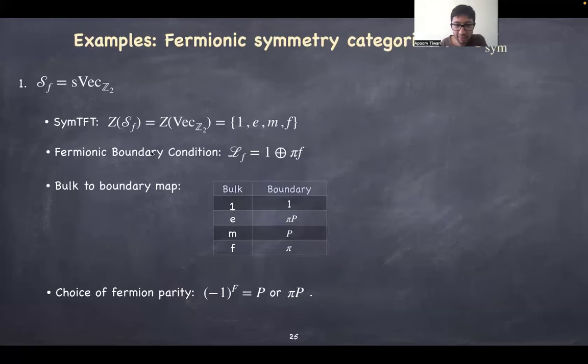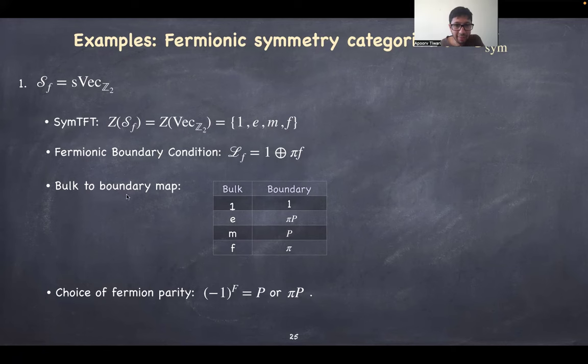So let me describe the same examples that I described earlier, but in terms of what kind of fermionic symmetries one can obtain from the SymTFT. Again, the simplest example, which was Z2F. The SymTFT for this is the toric code, because its bosonic dual is just an ordinary Z2 symmetry, and the toric code has these 4 lines: 1, E, M, and F. There's a single fermionic boundary condition, as there's a single fermion, and we just need 2 simple lines in here. And this is 1 plus pi f.